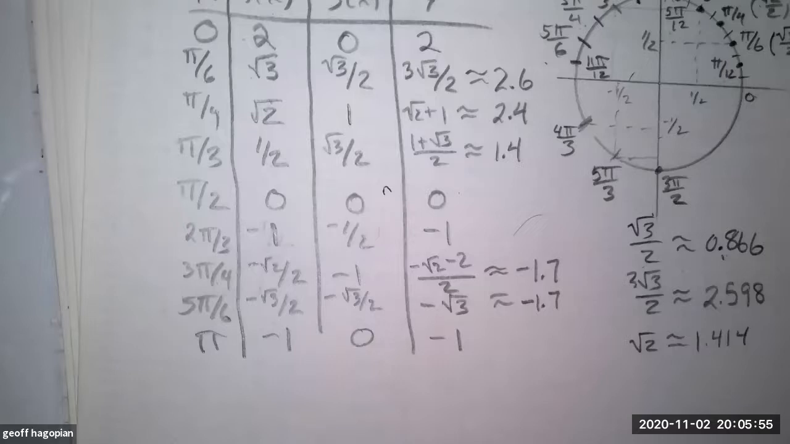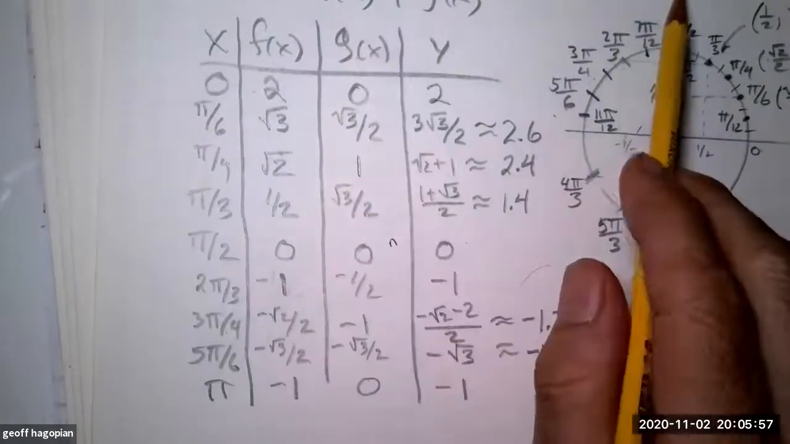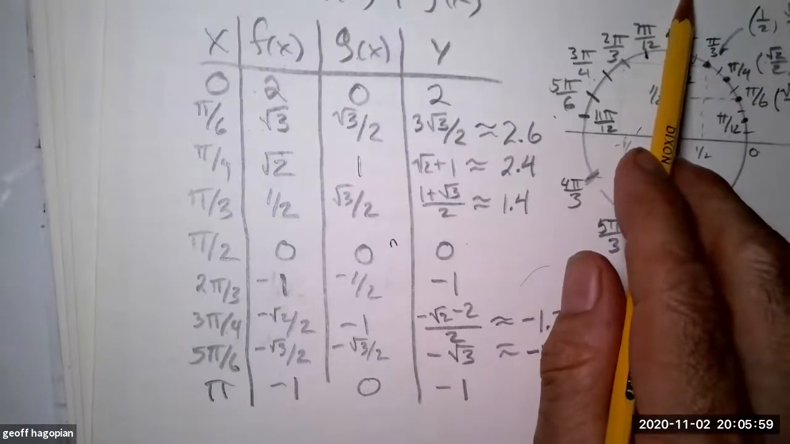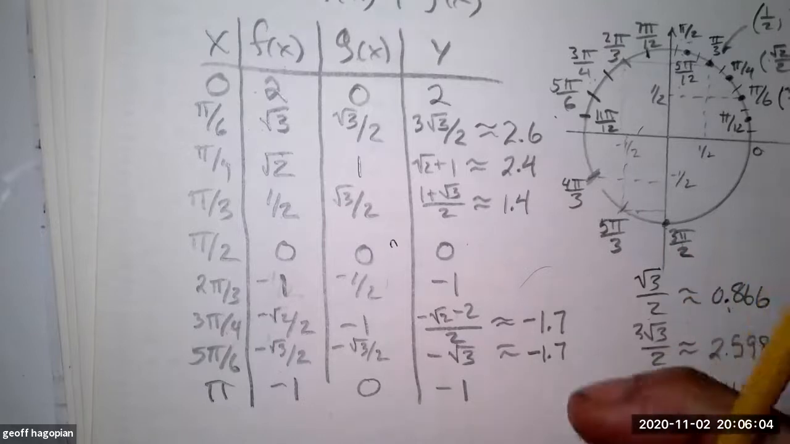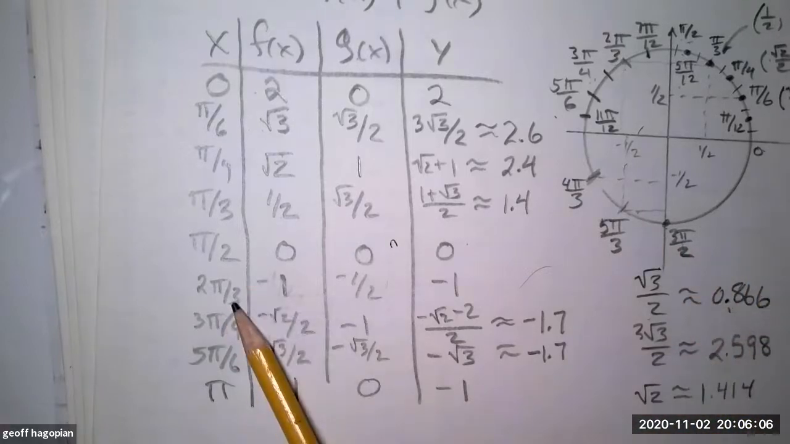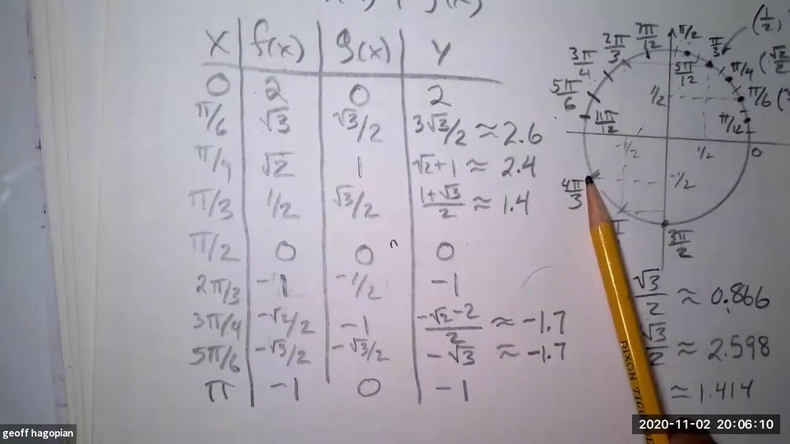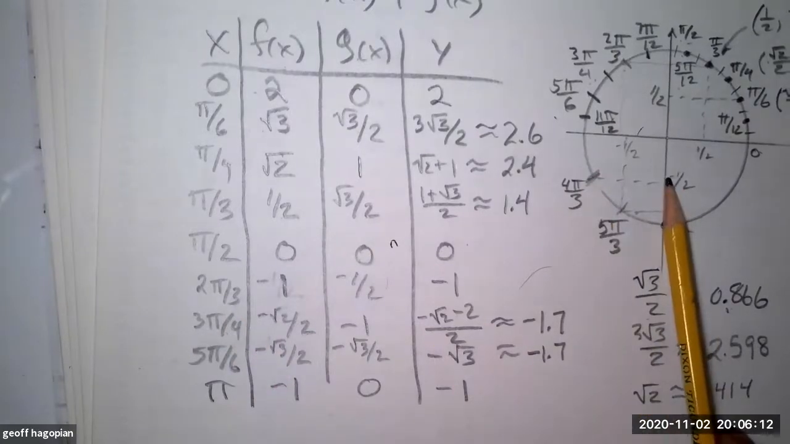So then how about the other one? Let me check this one as well. G of x. So 3 pi over 2. Oh, 3 pi over 2, that's a negative 1. Oh, sorry, 4 pi over 3. Yeah, so 4 pi over 3 is here, where y is negative 1/2.